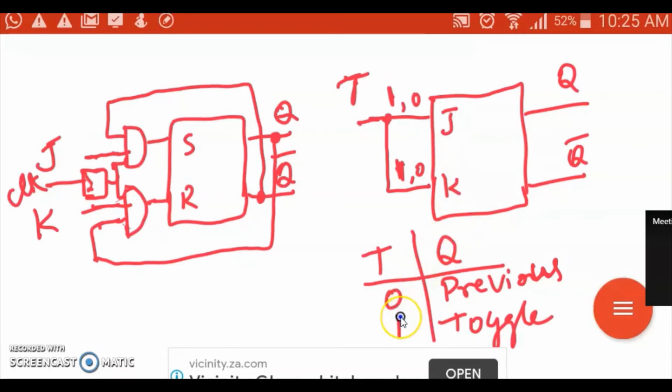When the T input is 0, we are going to get both J and K as 0, 0. It's the previous state. When the T input is 1, both J and K will be 1, 1. It is the toggle state. So if the previous output of Q is 0, then you'll be getting 1. If the previous output of Q is 1, then it will be 0. That's how the T flip-flop will work. Another name for the T flip-flop is the toggle flip-flop.